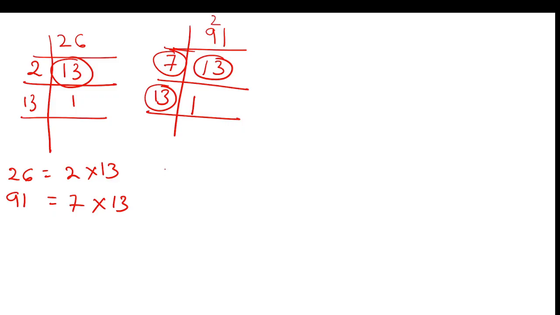Okay, yes. What is the next step? Next step is to find out the LCM and HCF. How to find out the LCM? To find the LCM, we take all the prime factors appearing in both the numbers with their highest power. Okay, so my LCM will be equals to 2 into 7 into 13.